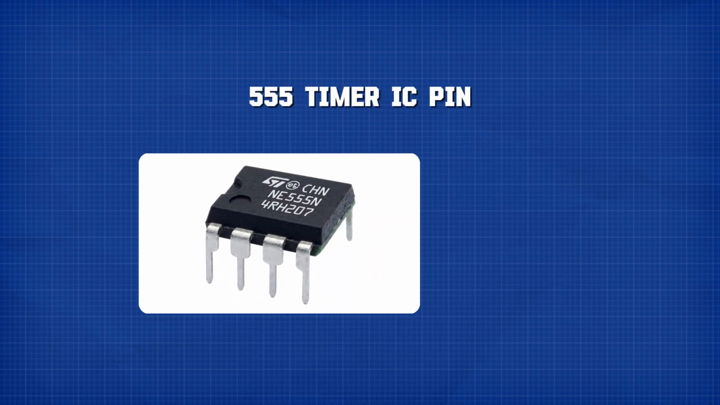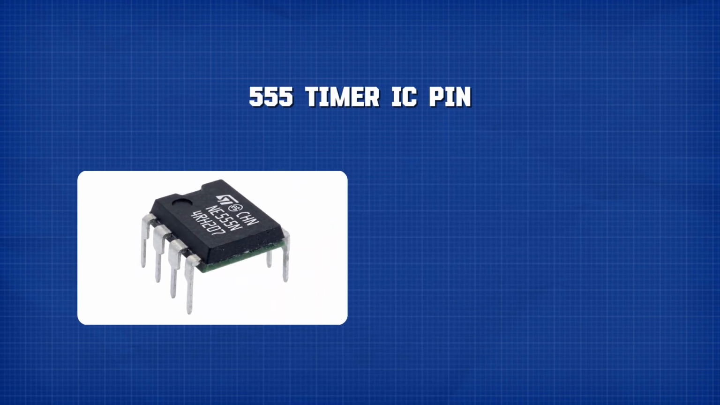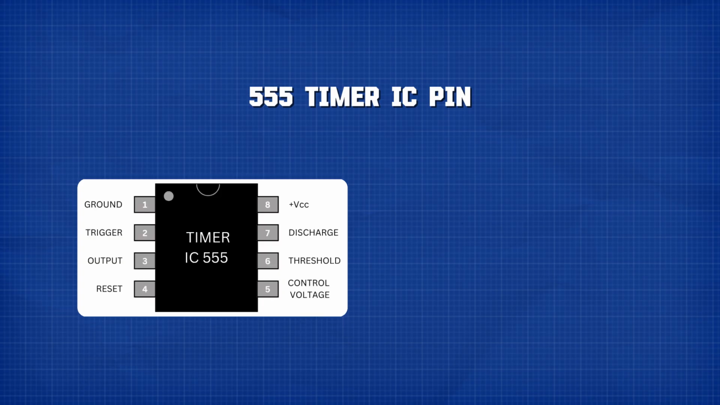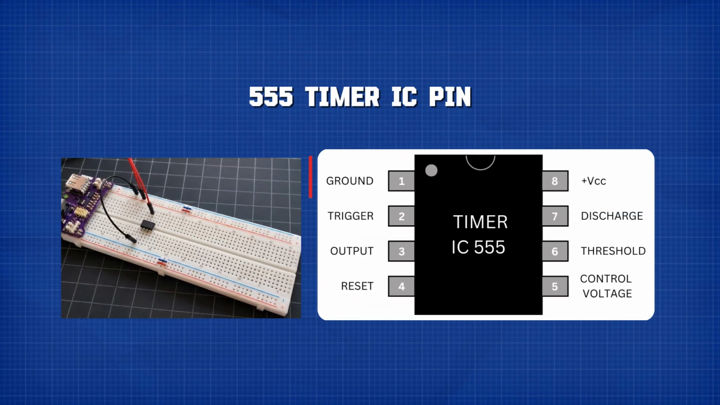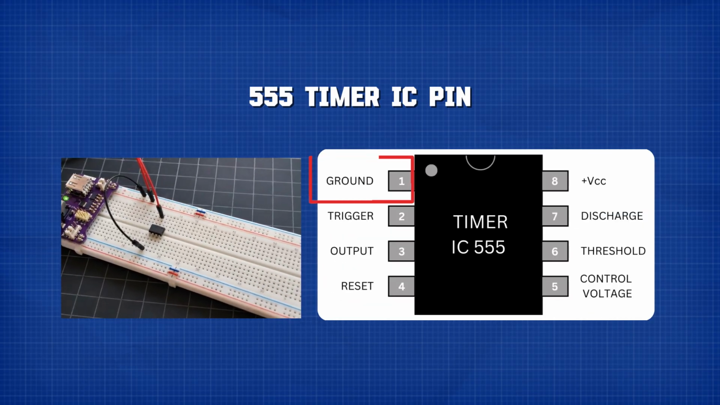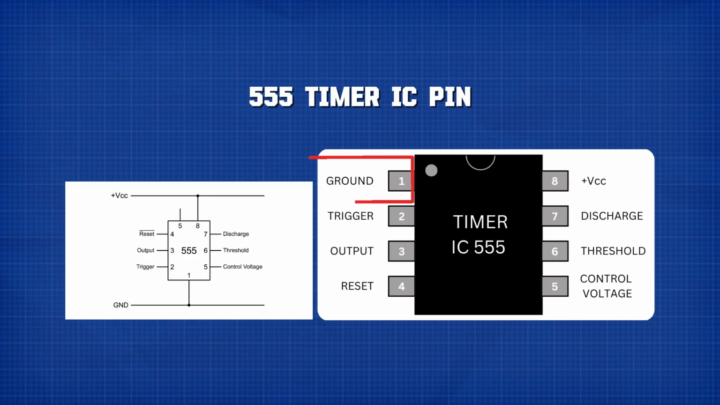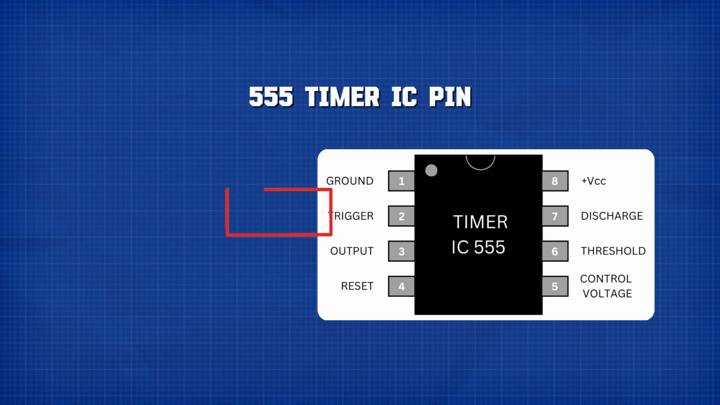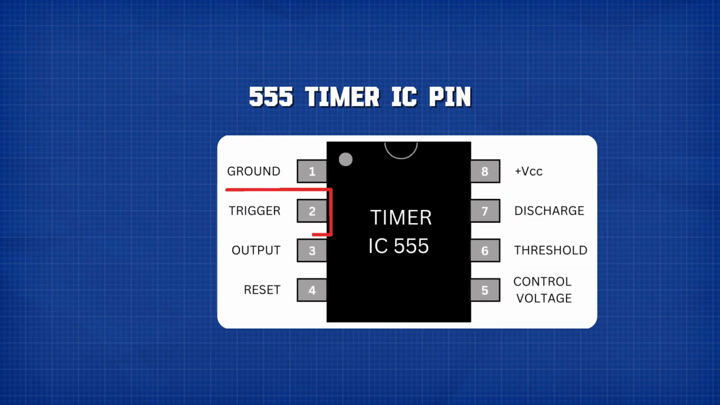So now let's look at the 8 pins of the 555 timer IC. Pin 1 is ground. This pin is connected to the negative side of the power supply. Without this pin connected properly, the IC will not work. Pin 2 is trigger. This pin is used to start the timing action. When the voltage on this pin drops below a certain level, the 555 timer output changes state. So you can think of pin 2 as the pin that tells the IC, start now.